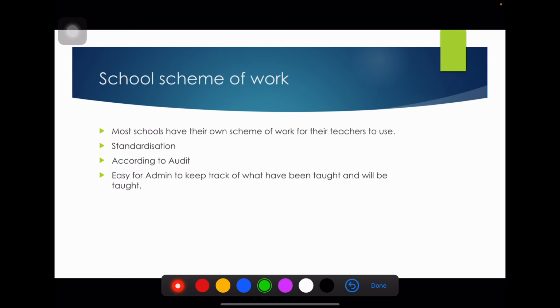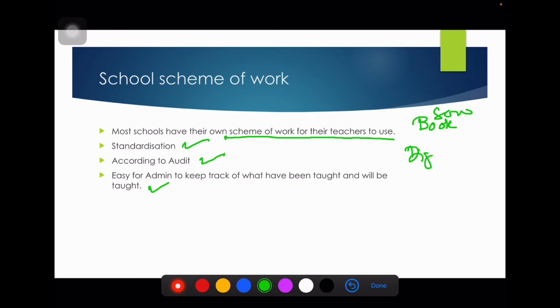Alright, school scheme of work. Most schools will have their own scheme of work for their teachers to use. That is standardized according to audit and easy for admin to keep track of what has been taught and will be taught. Okay, so some of the schools, they have their own physical book, okay, SOW book, or they have a digital one. Okay, digital SOW.